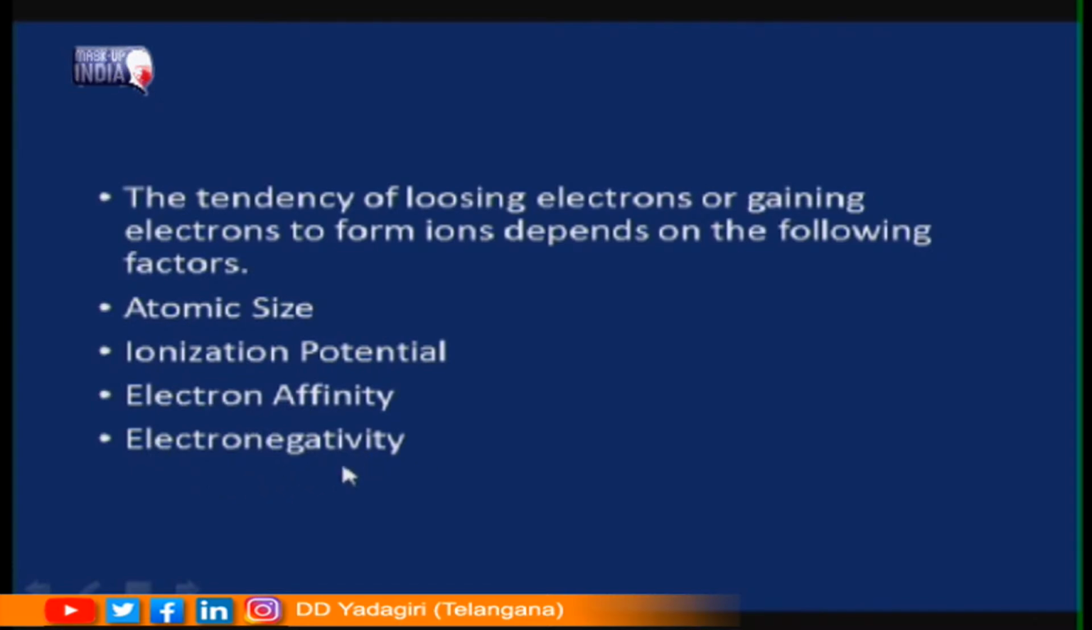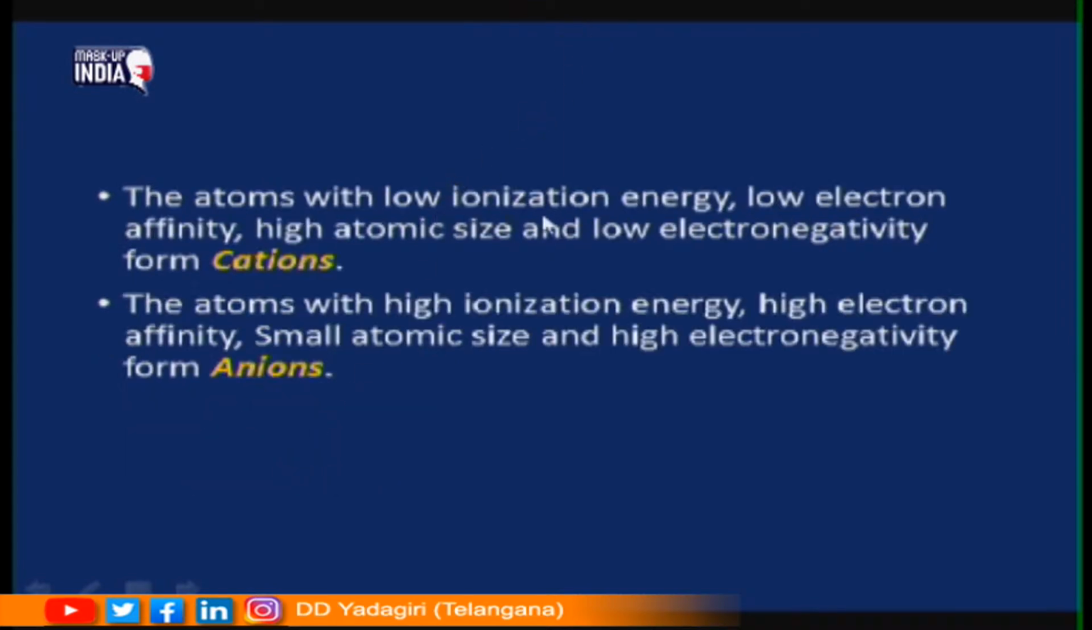Now, let us define electronegativity. Electronegativity of an atom is the tendency to attract electrons. So, children, the atoms with low ionization energy, low electron affinity, large atomic size and low electronegativity can lose electrons easily, and so they form cations. And the atoms with high ionization energy, high electron affinity, small atomic size and high electronegativity form anions.